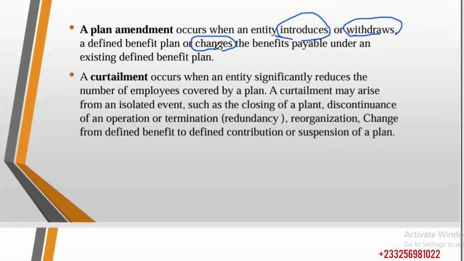So amendment can result in the entity providing additional benefit, that is an increase in benefit, or a reduction in benefit. So it can happen. Now look at plan amendment. We said amendment happens either when there's introduction, withdrawal, or change in the benefit payable.